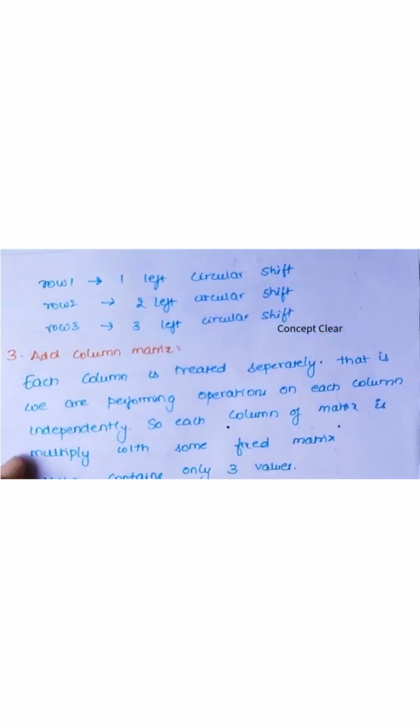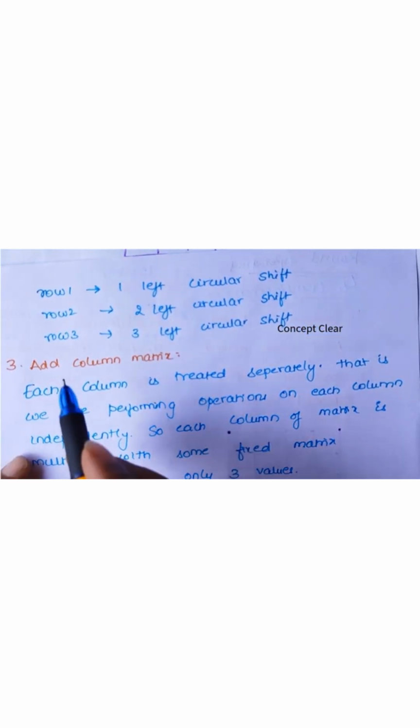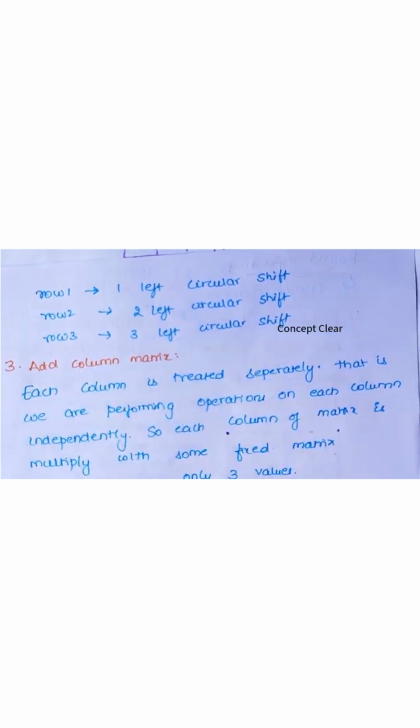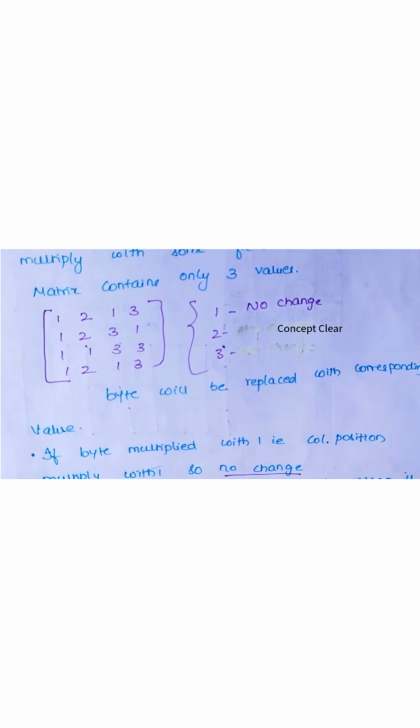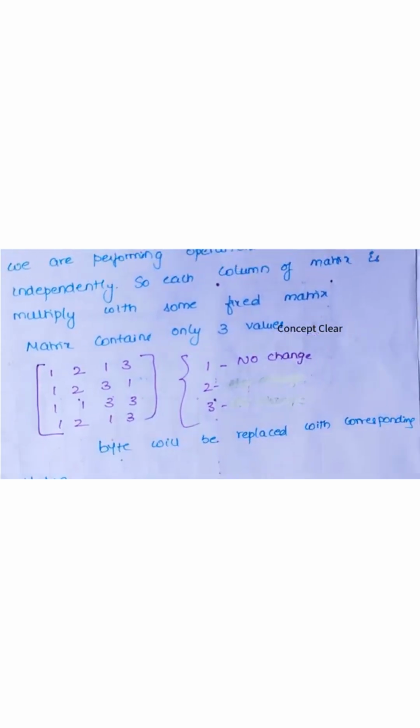This is the second transformation. And what about the third? Okay, what about the third transformation? The third transformation is nothing but mix column matrix. Here each and every column is treated separately. Okay, don't confuse here. In this one, each and every column will be treated separately. That is, we are performing operations on each column identically. It means in each and every column we have to perform the operations separately.